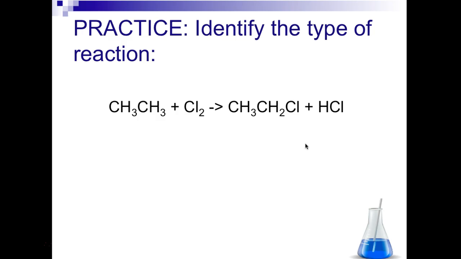So identify the type of reaction in the following. Pause the video and unpause when you're ready. Okay, what did you come up with? Well, if you look, you have ethane here plus CO2, so you're having an addition reaction.